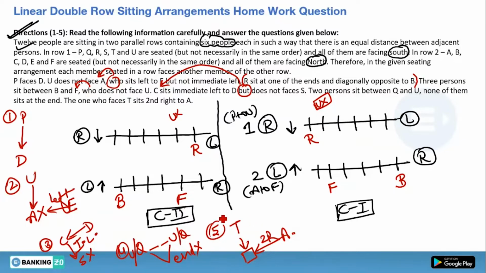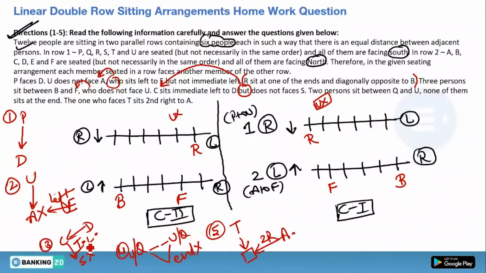Okay, so these all are our hints. Now we have to pick the most relevant hint which can solve our puzzle very quickly. Okay, now let us check the hint number 1. P faces D, we know that, but we don't know the confirmed places for P and D, so we cannot put over here. Similarly, second hint also, U does not face A, we don't know the confirmed places for U and A, so we cannot put. Similarly, in third hint also, we don't know the confirmed places for C and D, so we cannot put.